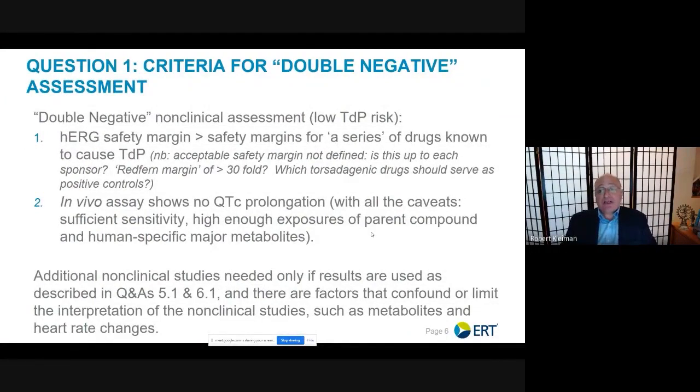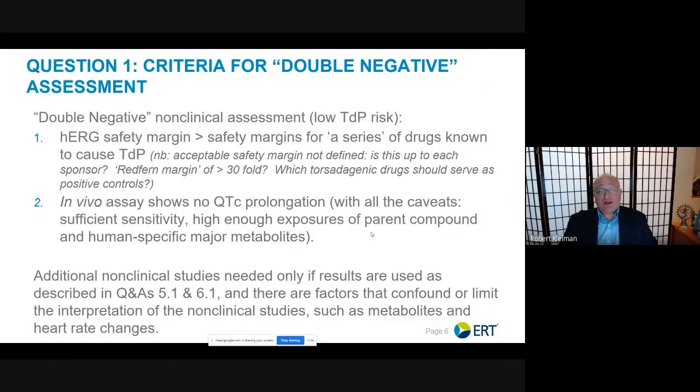Question 1 addresses the double negative non-clinical package that is mentioned in the E14 update. That means first a negative hERG study, which is loosely defined as a hERG safety margin that's greater than the safety margin for a series of drugs known to cause torsade. It doesn't really define what the adequate safety margin is, whether that's 30, as suggested by the Redford paper, or should be left up to each sponsor is not clear. It's also not clear which torsadogenic drugs the new drug should be compared to.